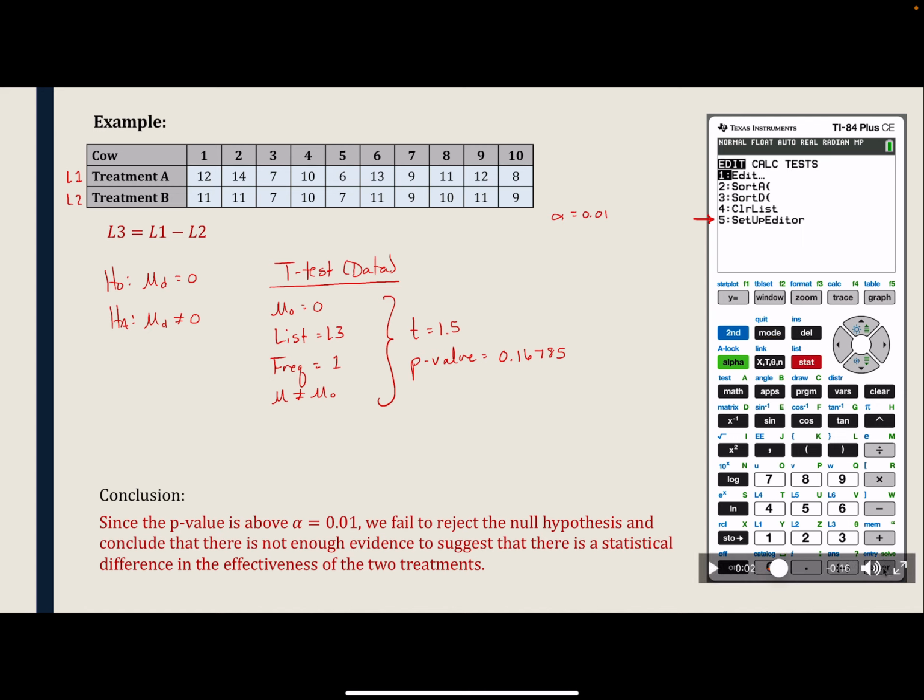And we have that since the p-value is above the alpha level, we fail to reject the null and conclude that there is not enough evidence to suggest that there is a statistical difference in the effectiveness of the two treatments.